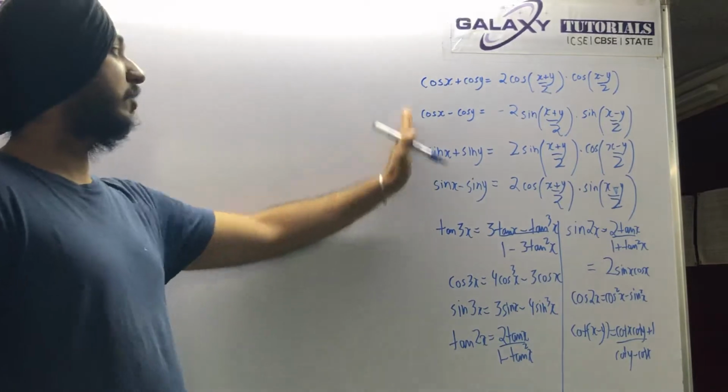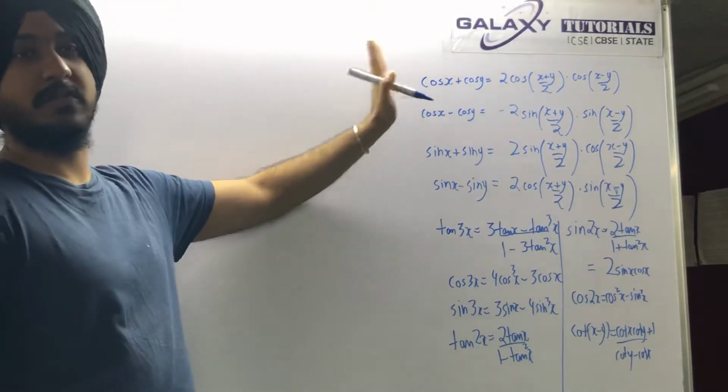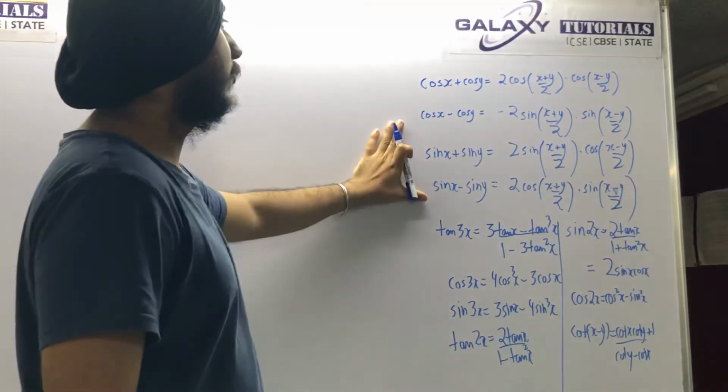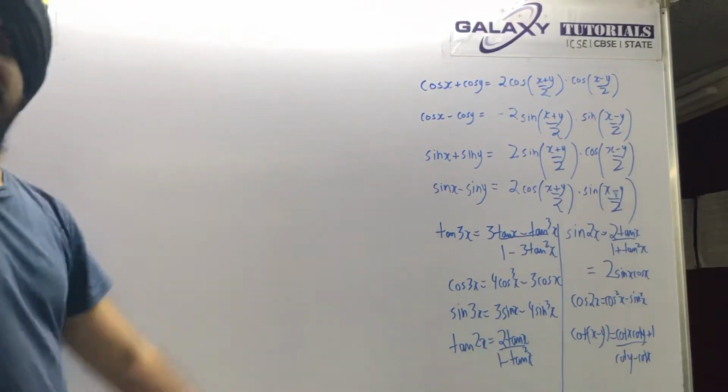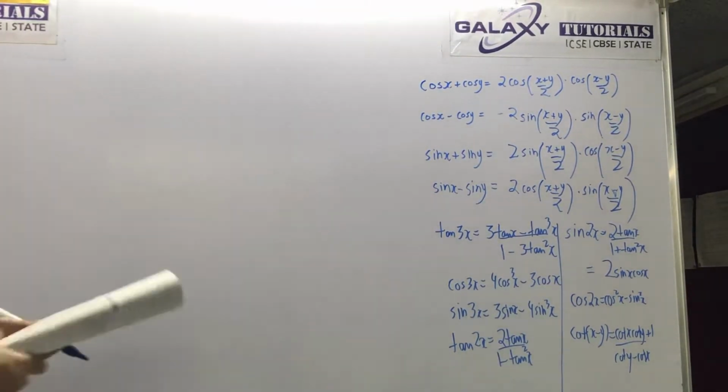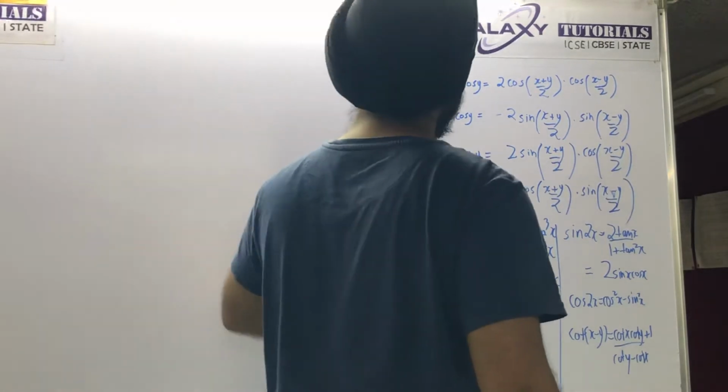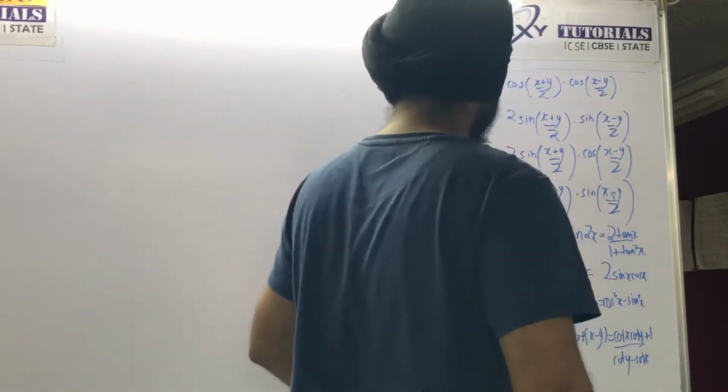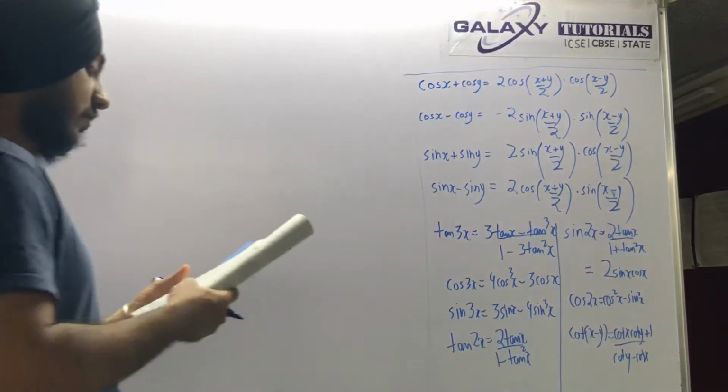This formula is actually known as the factorization formula. I just found out the name. The name for these formulas is factorization formula. Okay, so let us start some numericals. I will use formulas from this box only. So let us start the numericals.